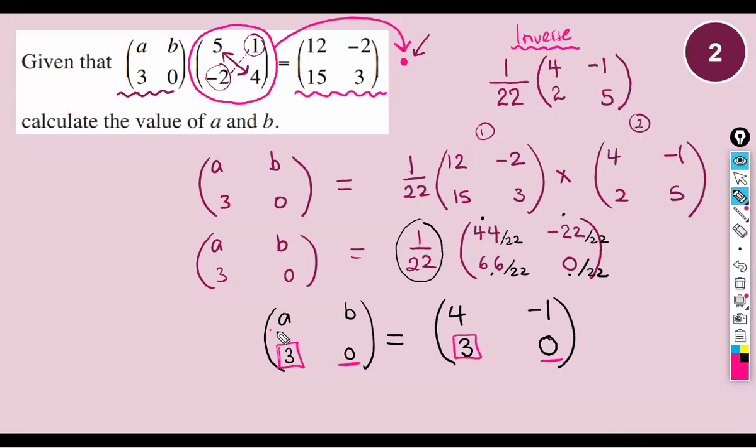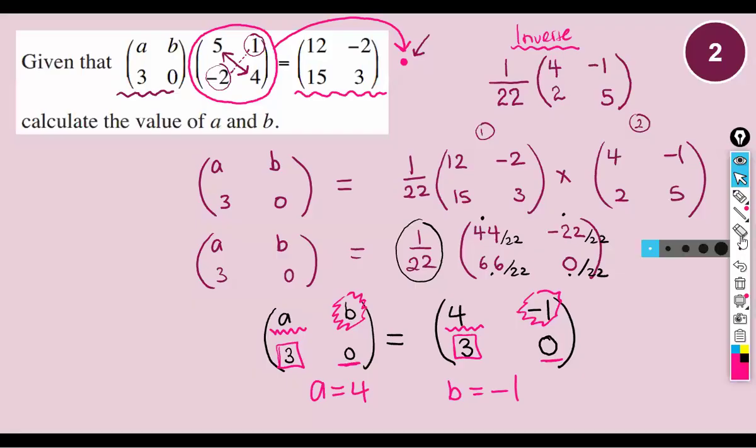So A is equal to what? 4. And B is equal to -1 because they are in the same position. We're finished. We just solved for A and B. A is 4 and B is -1.